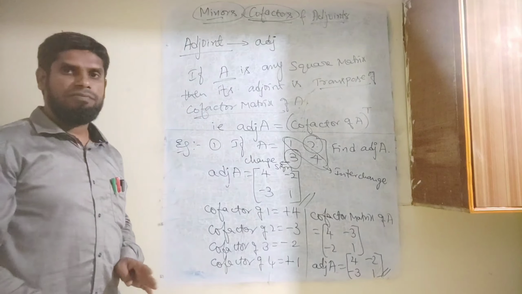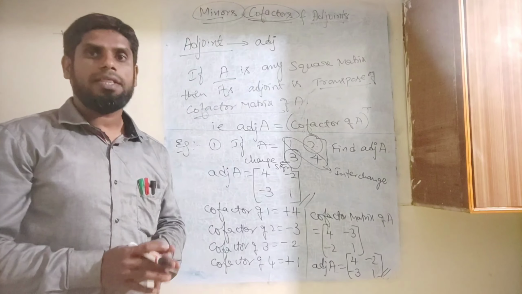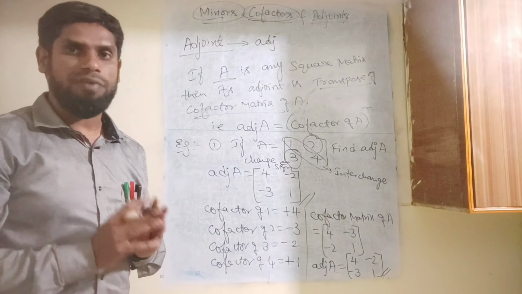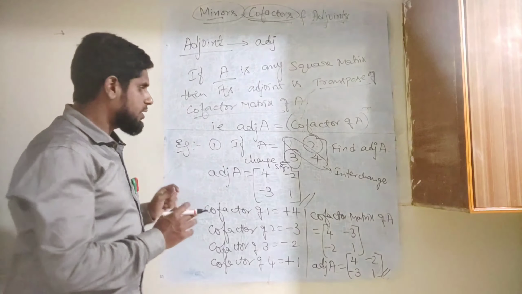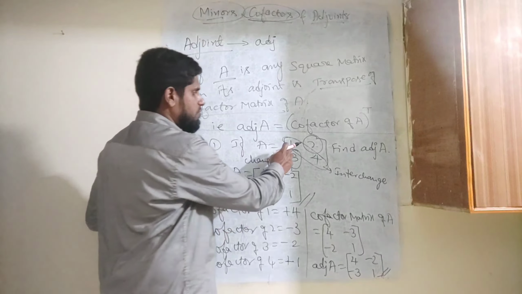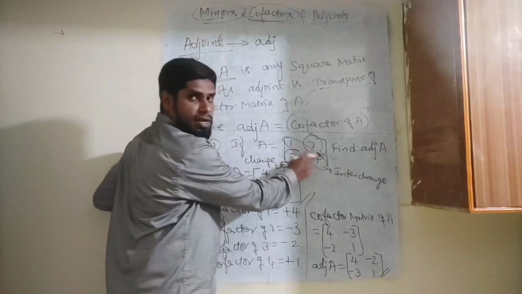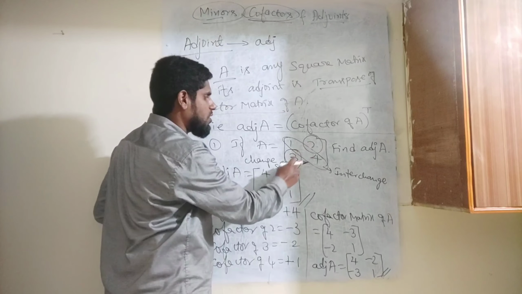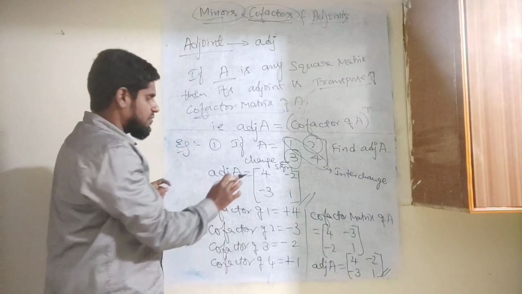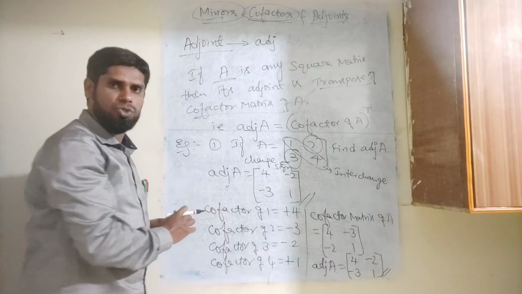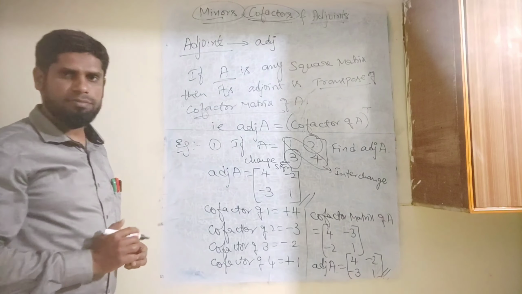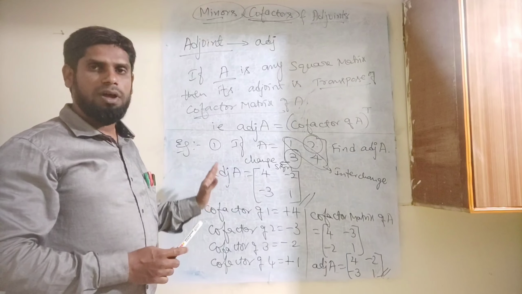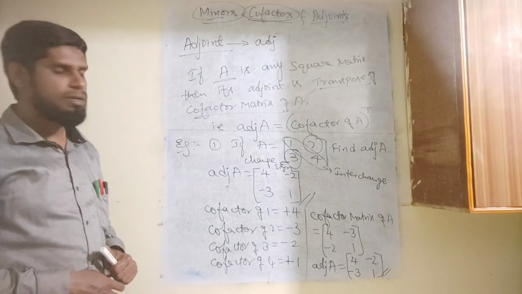So student, if we have a 2 cross 2 matrix, then we can write the adjoint easily without the help of cofactors. So what we should do for that? I will tell you one more time. We should interchange the principal diagonal elements. Then we should change the sign of the other 2 elements. Finally, we will get the adjoint of a 2 cross 2 matrix. So student, this is the definition and concept of adjoint of a matrix.